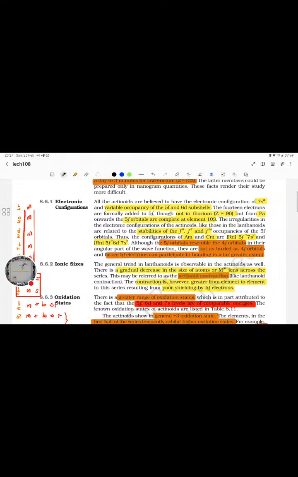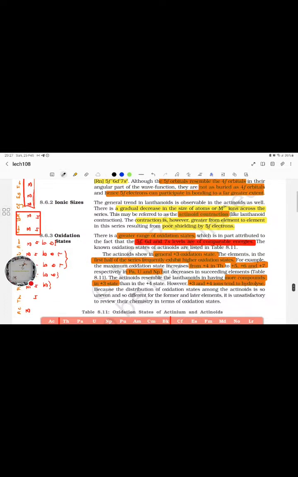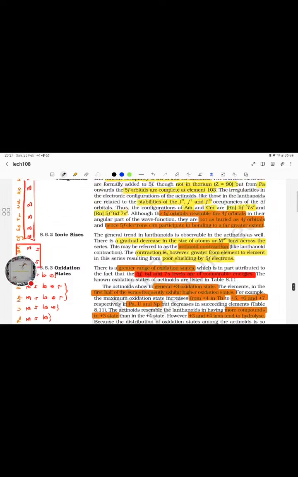The irregularities in the electronic configurations, like those in the lanthanoids, are related to the stabilities of f0, f7, f14 occupancies of the 5f orbitals. Thus the configurations of americium and curium are 5f7 7s2 and 5f7 6d1 7s2. Although the 5f orbitals resemble the 4f orbitals in their angular part of the wave function, they are not as buried as 4f orbitals, and hence 5f orbitals can participate in bonding to a far greater extent.